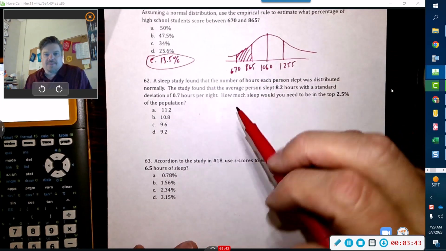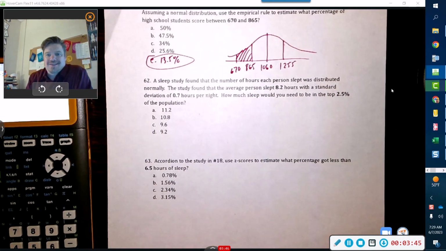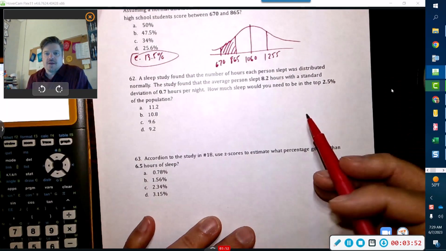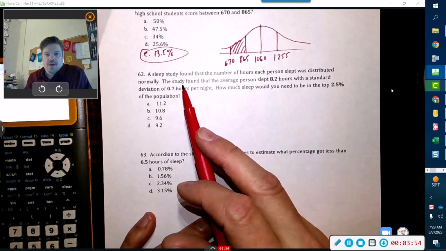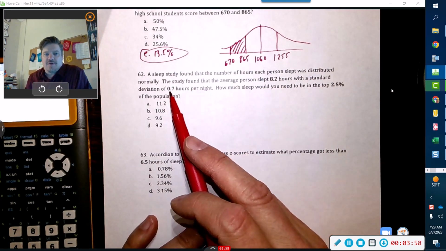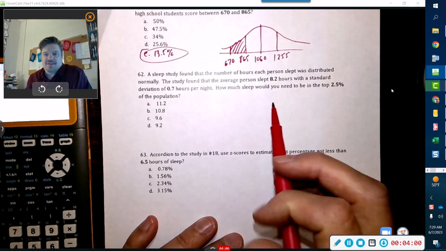A study found that the number of hours each person slept was distributed normally. That's actually important in order to use these tables. If we need them, we'll see. Nope, not for that. The study found that the average person slept 8.2 hours with a standard deviation of 0.7 hours per night. How much sleep would you need to be in the top 2.5%?